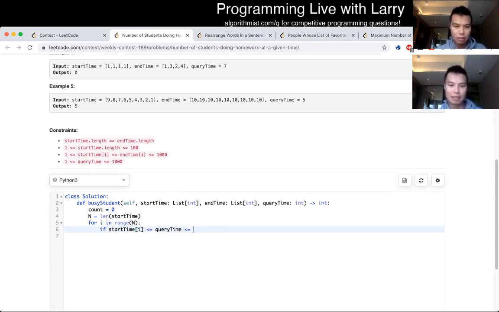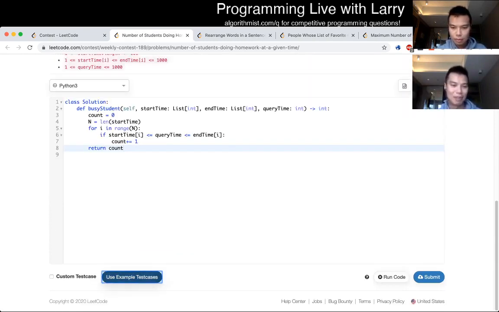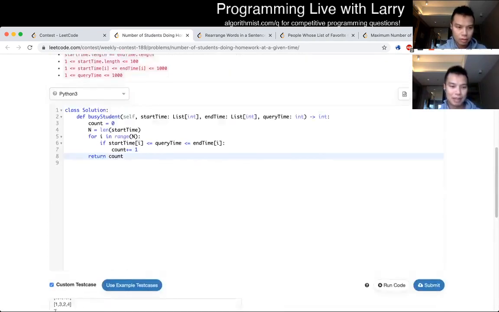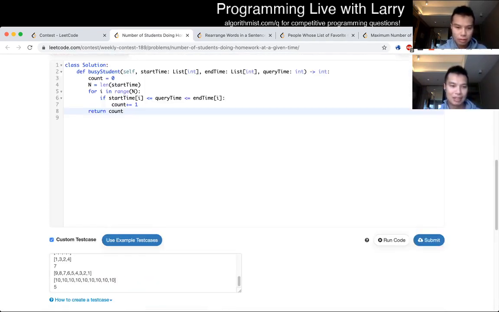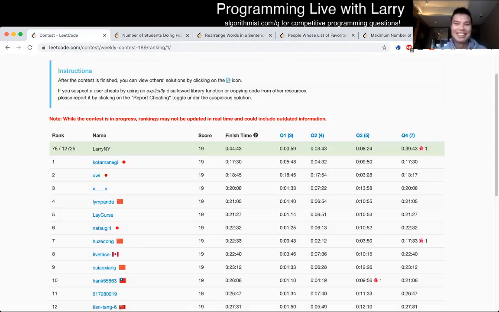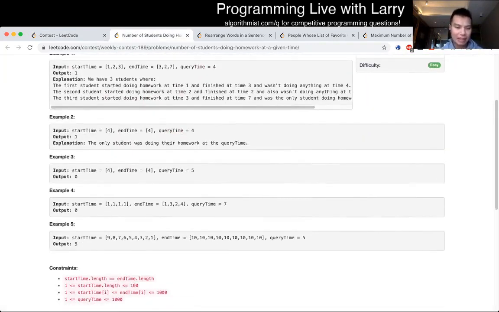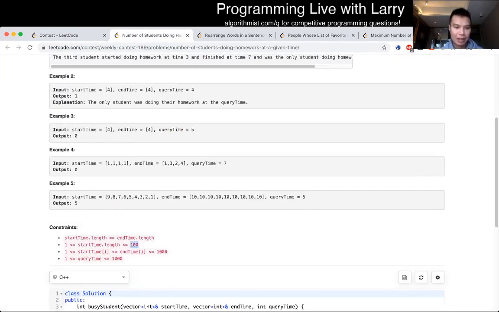In the contest, I solved this in 59 seconds, including reading and loading. So this was a pretty straightforward problem for me, and I was confident as soon as I checked the example and answers. Q1, number of students doing homework at a given time. Yeah, because n is only 100.